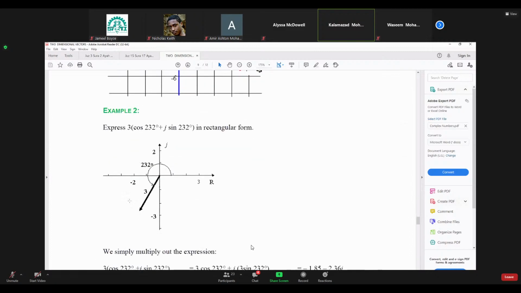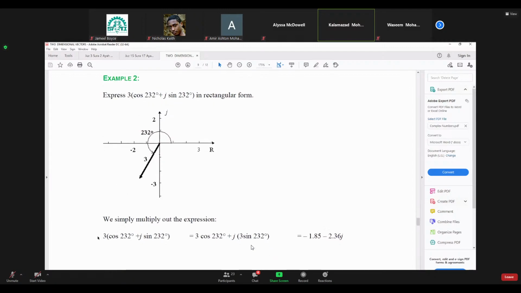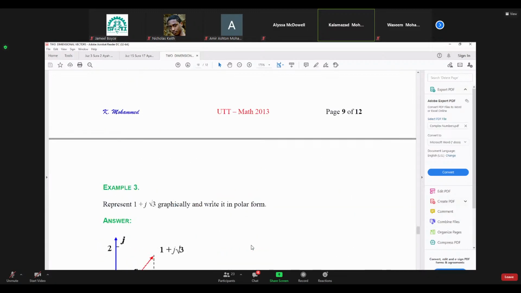And that's the graph. Second example, in this case, it's in the third quadrant. All right, so express that in rectangular form. We just simply work out 3 cos 232 on our calculator and 3 sine 232 on our calculator, and we're going to get the answer. All right, everybody okay with that?